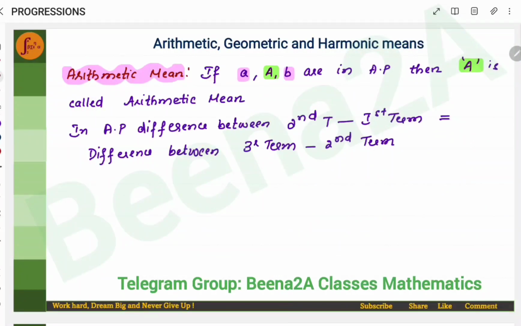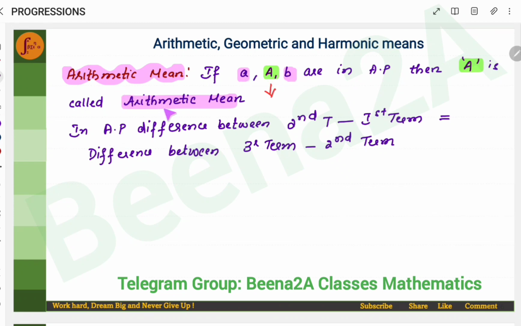So arithmetic mean: if you have two terms a and b, then the term between a and b is called the arithmetic mean. That is, A here becomes the arithmetic mean. The term between two terms, a and b, becomes the arithmetic mean.